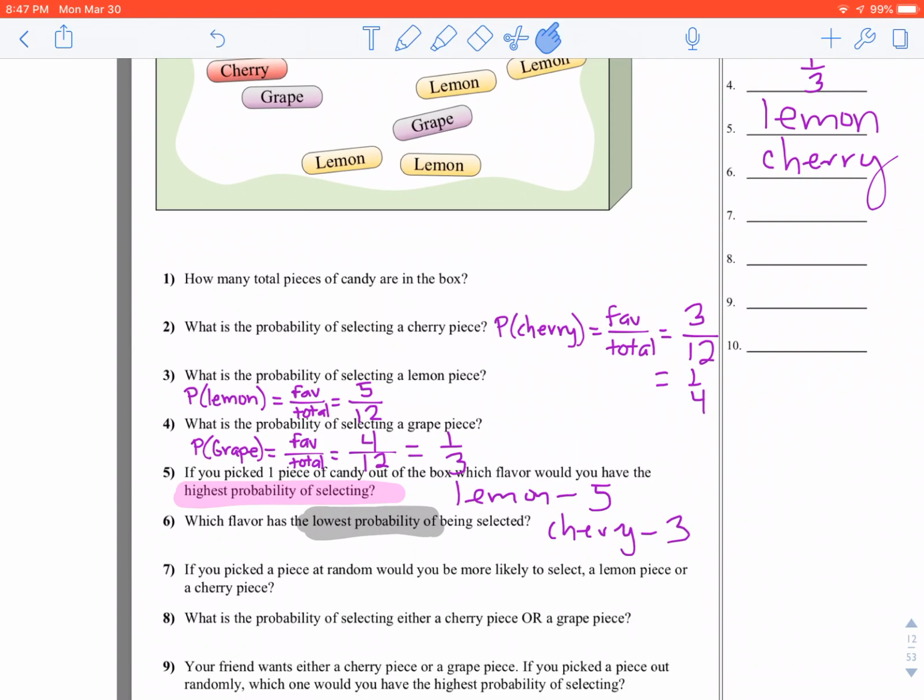Okay, number 7 says, if you pick a piece at random, would you be more likely to select a lemon piece or a cherry piece? Okay, so we just discussed this. You're more likely to choose the piece that occurs most often, or that is in there most often. So again, same reason. There are more lemon bars than there are cherry bars of candy. So you're more likely to select lemon.